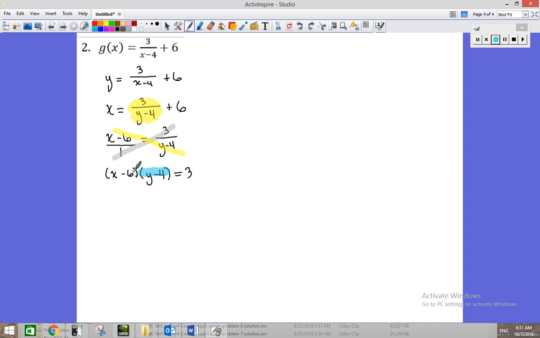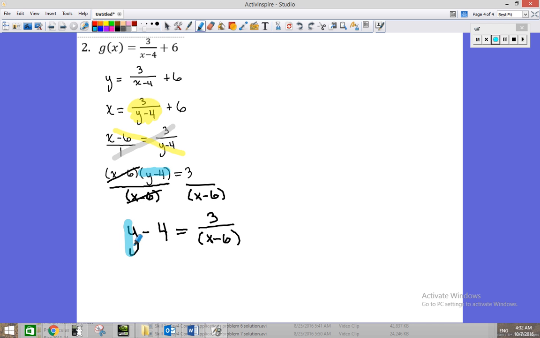So rather than foiling this out and multiplying it, let's divide both sides by x minus 6. So this is a factor x minus 6. And over here we divide by this factor x minus 6. And x minus 6 divided by x minus 6 is 1. So I'm very close now to having solved for the y variable, because I'm back to 2 terms. And the term that contains my y variable, I want to get that term by itself. Well, that is just y. So I add 4 to each side.